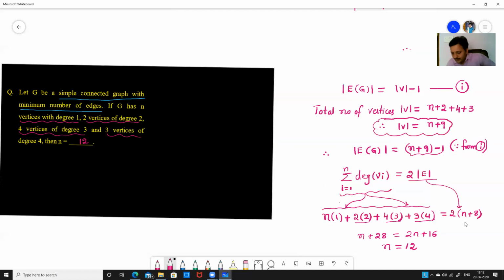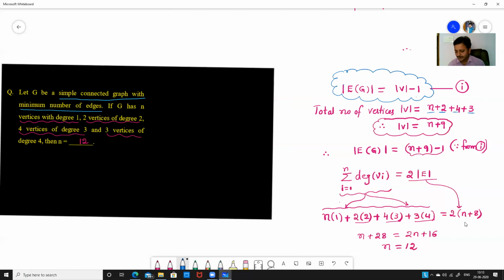So what is the basic principle in this problem? The student must understand that the total number of edges in a simple connected graph with the minimum number of edges is n minus 1, or v minus 1. But the total number of vertices is n vertices of degree 1, 2 vertices of degree 2, 4 vertices of degree 3, and 3 vertices of degree 4. Therefore, v is equal to n plus 9. Therefore, the total number of edges in the graph is n plus 9 minus 1, from equation 1.